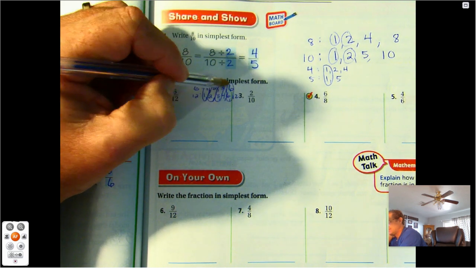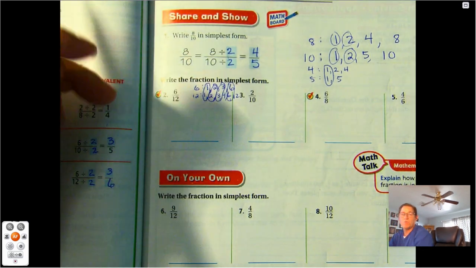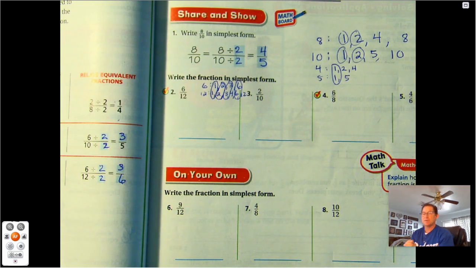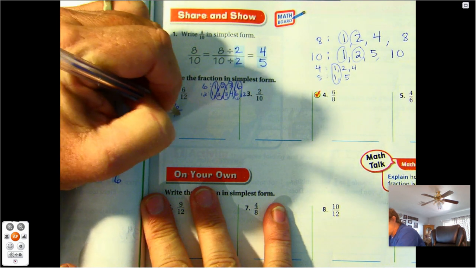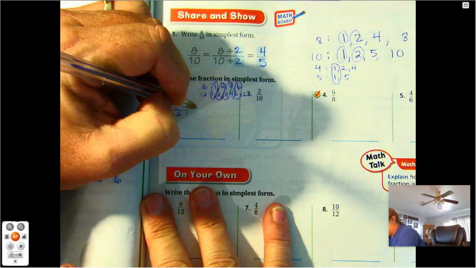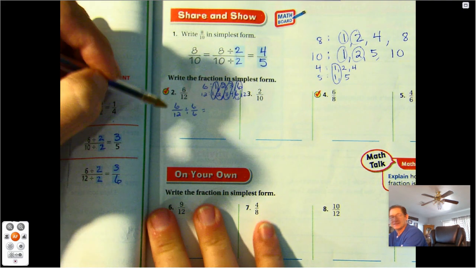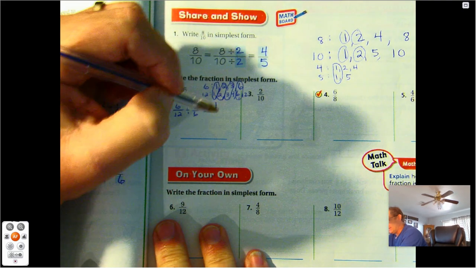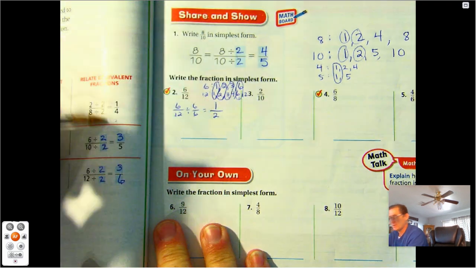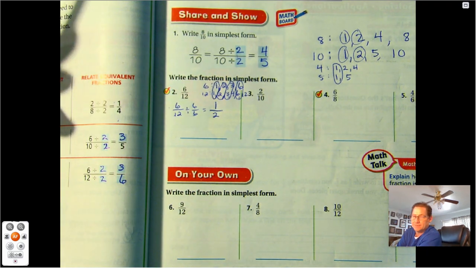We want to divide by the greatest common factor between both of them. So I'm going to divide both of these by 6. 6 divided by 6 is 1, and 12 divided by 6 is 2. Well, the only factor of 1 is 1, so I know this has to be in simplest form.